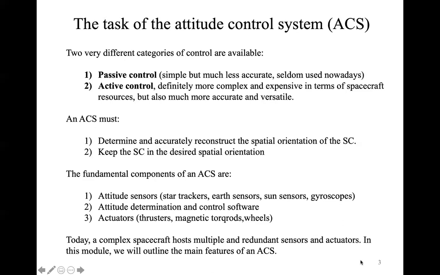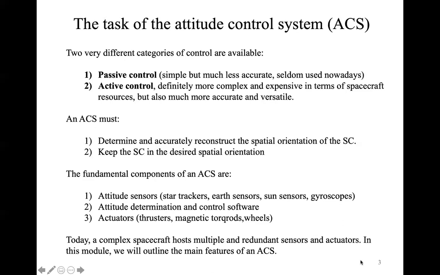So, as we're going to see, our spacecraft reference frame is going to coincide with the orbital reference frame. The main goal of this attitude control system is to determine and accurately reconstruct the spatial orientation of the spacecraft. That was accomplished in the previous module of the course. Now we need to use that information to reorient the spacecraft to the desired orientation that we want.